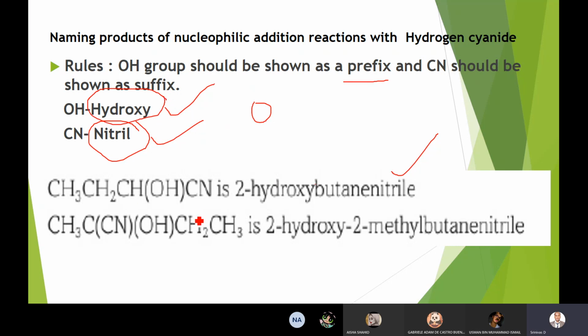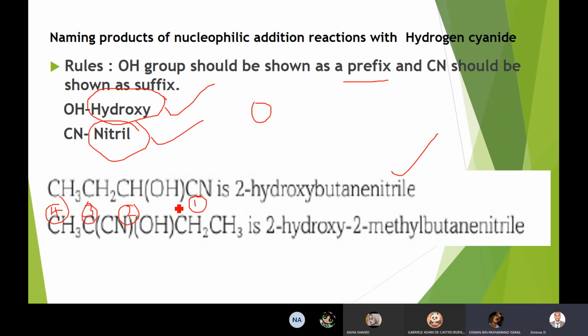So if you just look into this compound here, if you write this as a structural formula, or a displayed formula, you can understand this compound. You have to always start numbering from here. So this carbon we count as 1, this is 2, this is 3, and this is 4. KB, am I clear? So this is how you are naming.